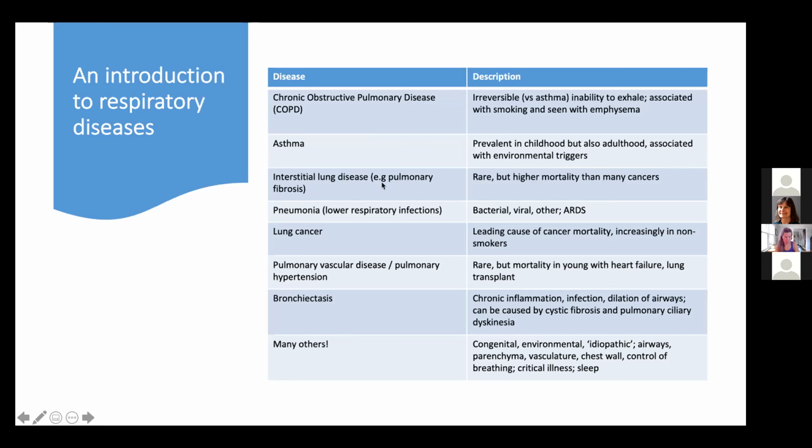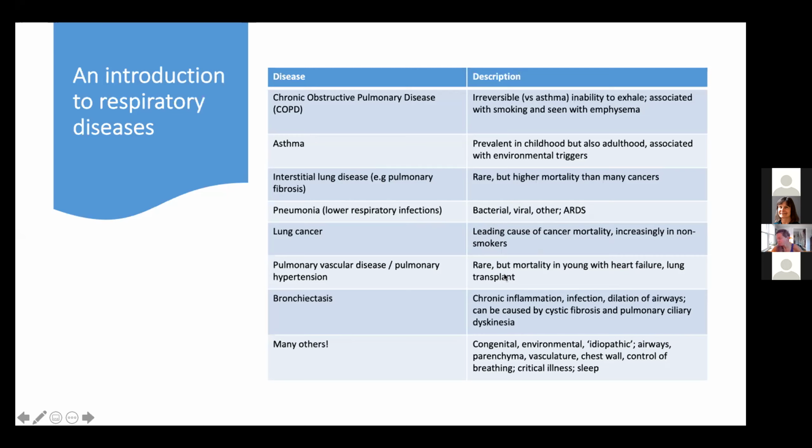Interstitial lung disease, the most common one of these is called pulmonary fibrosis, is not something that most people think about because it's pretty rare, but the mortality of pulmonary fibrosis is actually higher than most cancers. Many of us are familiar with pneumonia, but we should know that pneumonia is a heterogeneous condition. It can be caused by bacterial causes, viral things such as COVID-19, and then ARDS was an uncommon manifestation, but a very severe manifestation of pneumonia, and so there's overlap between all these infectious pneumonias. Lung cancer is actually the leading cause of cancer mortality, despite what we hear about breast and prostate cancer. Lung cancer is actually the biggest killer, and increasingly something we see in non-smokers.